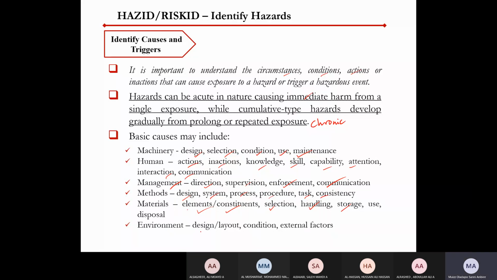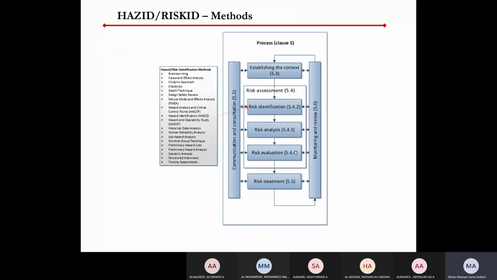Environment: the design and layout of the environment, for example, of a factory or a plant, and things like that. The condition, this could be the environmental condition, right? External factors as well. All of this could be triggers for hazards.